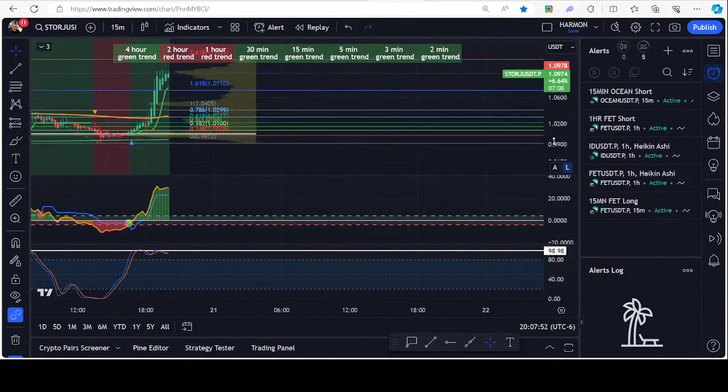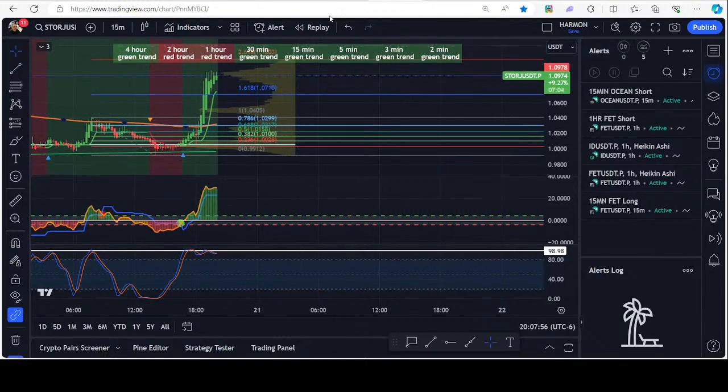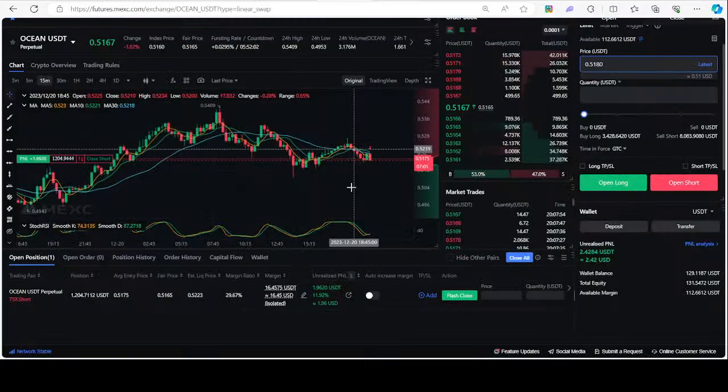And trend to begin a short. So we obviously missed storage here. Storage had a big move. Let's go back to our Ocean. So Ocean right now we're doing a 75x.